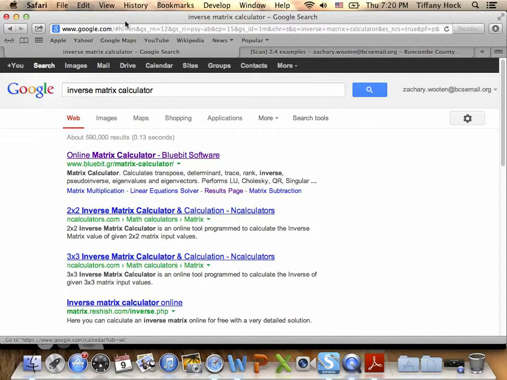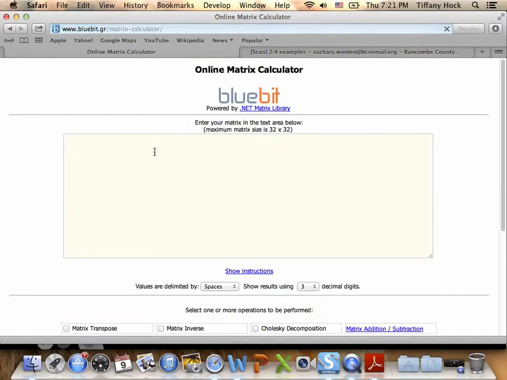So if you go to Google and type in inverse matrix calculator, and then click on this first link, it's going to take you to this weird screen. It says Bluebit Online Matrix Calculator, and all you do is enter your matrix in this space below, and it has a maximum matrix size of 32 by 32, so that will be 32 rows and 32 columns. We will never see one of those in this class, so don't worry about seeing anything that big.